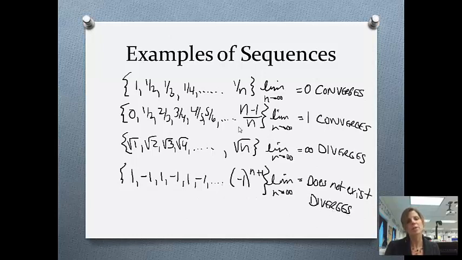So I just wanted to give you an example of where we're headed with this. We'll be looking at sequences and trying to decide, does the sequence converge or diverge? And if it does converge, what does it converge to?